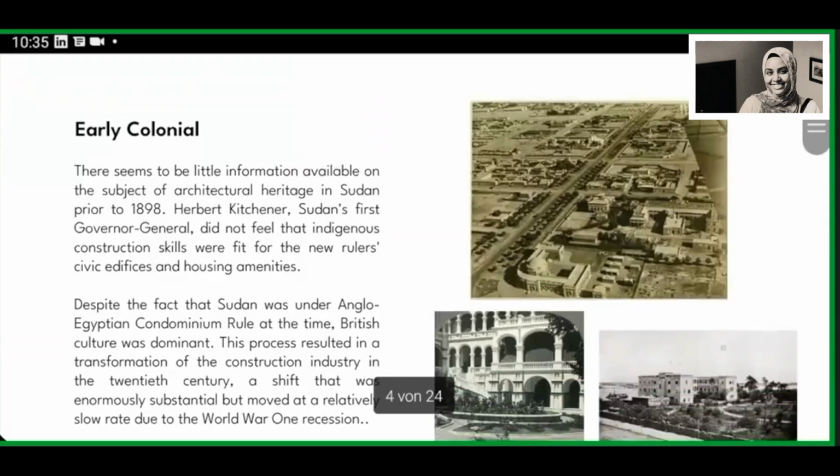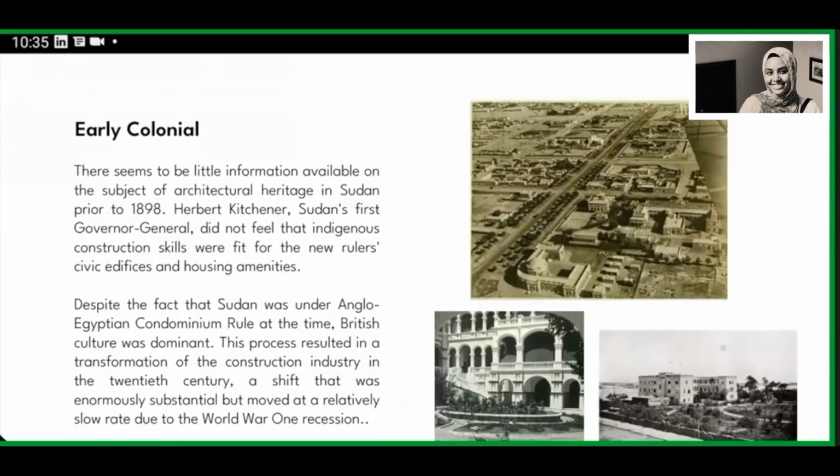We can say that the colonial era is divided into two stages: the early colonial and late colonial. The early colonial era dates back from the start of 1900 to 1920. So there is substantial evidence that the invading British architecture profession was influenced by the modernist movement begun by the construction of the Crystal Palace in London in 1851.